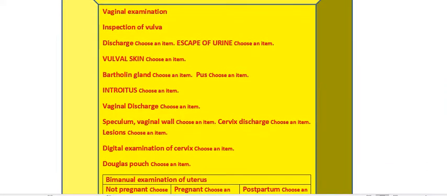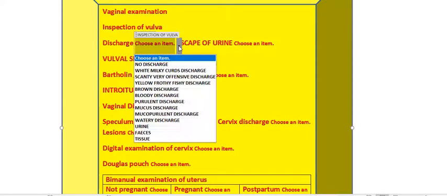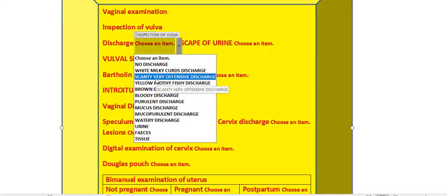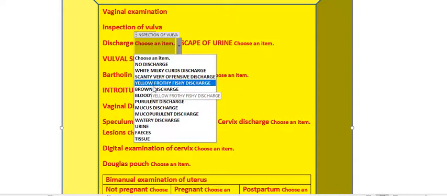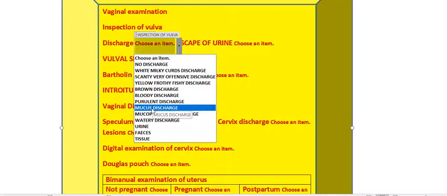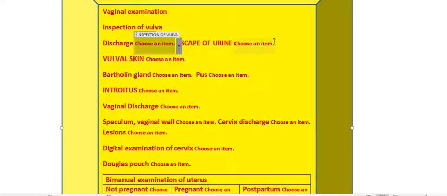Then we look for the vaginal examination. We inspect for the discharge: no discharge, or white milky curds, or scanty, very offensive vaginal discharge, or yellow frothy vaginal discharge, or brown discharge, or blood discharge, or purulent discharge, or mucus discharge, or mucopurulent discharge, or watery discharge, or urine, or feces, or tissues.